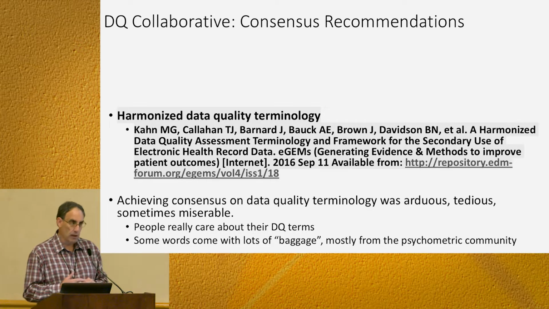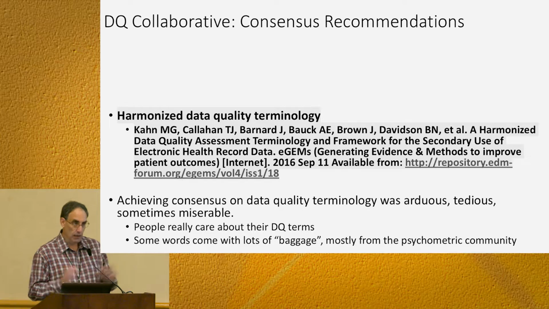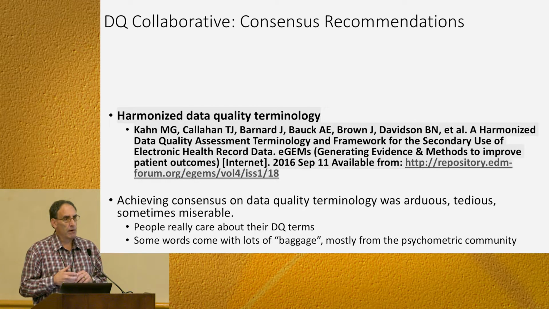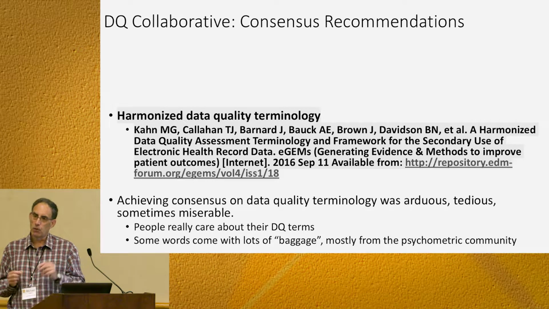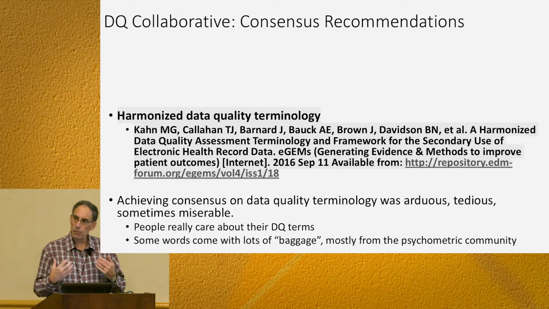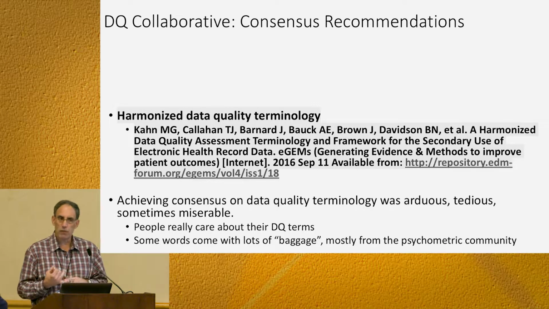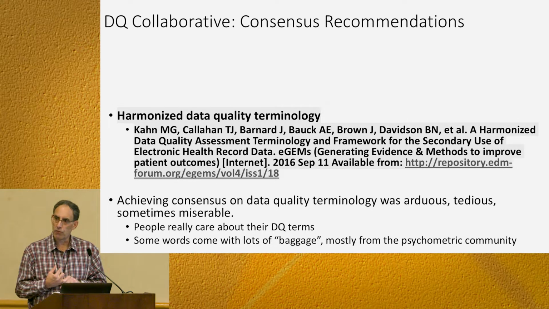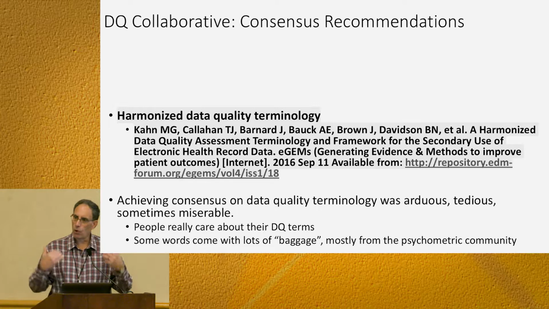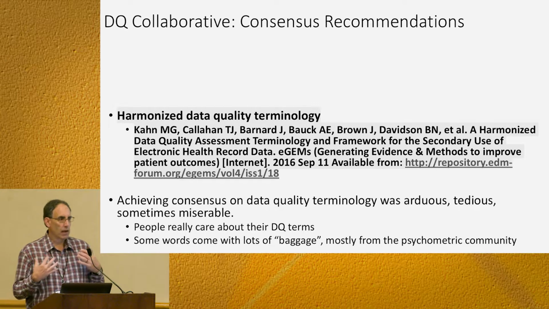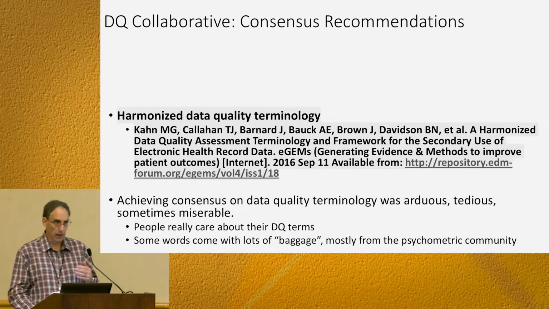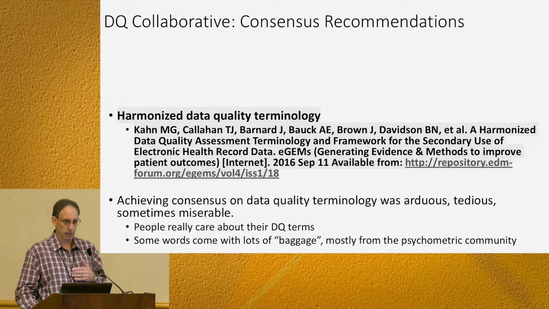So again, it was arduous, tedious, and there were moments of misery in getting everybody there, because people really held on strongly to the terms that they wanted. And we had to be very careful. For those of you who work in the psychometric field or work with people who work in psychometrics, these are the people who do surveys. That community has very strict operational definitions of the words precision and accuracy, and they were different than what we felt we wanted to use for data quality. So we had to avoid words that came with meanings from other fields, and so we had a little bit of language landmines that we had to deal with.